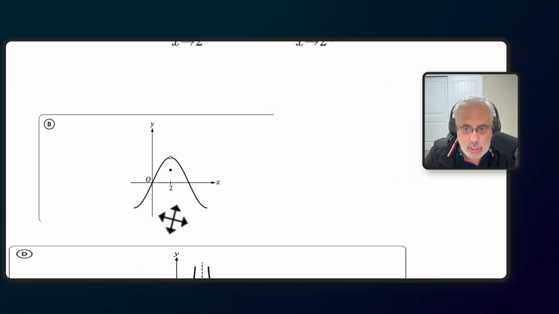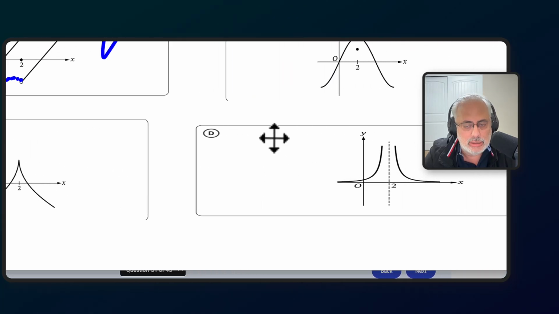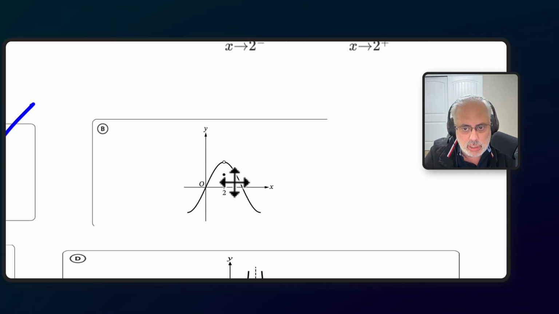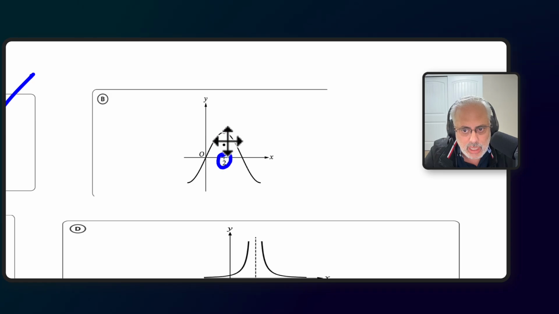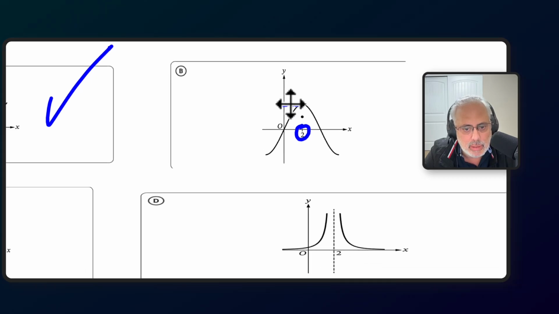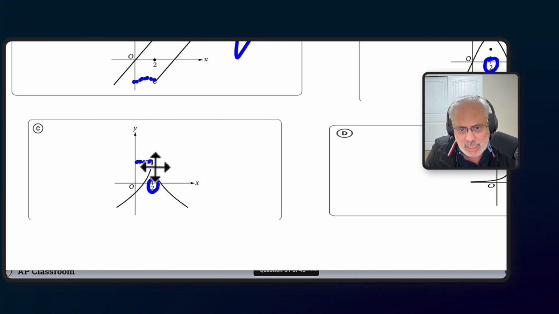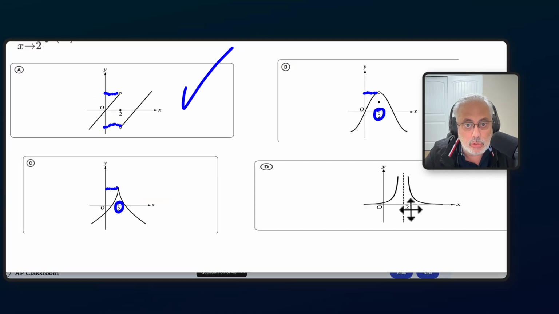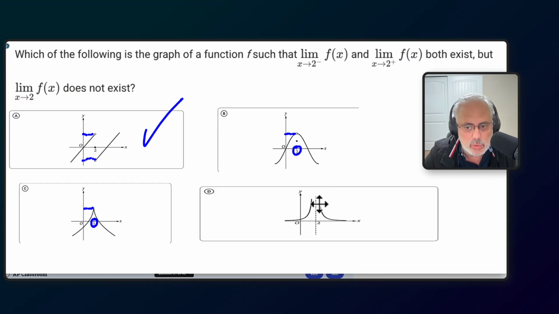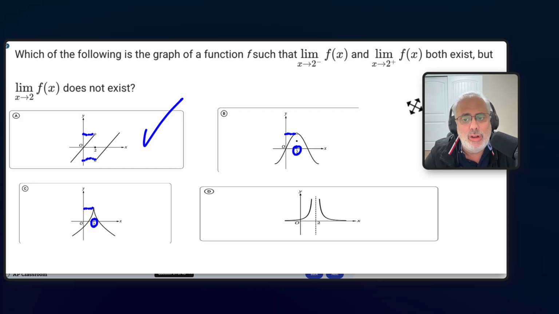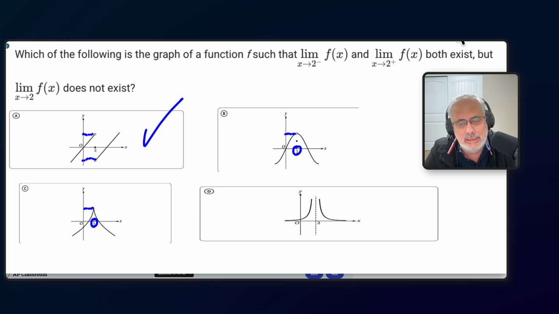I want you to check why B, C, and D are not the answers. When you approach 2, and I'm going to circle number 2 here, notice that from the right and from the left, the function approaches the same value. In choice C, the same. When we approach 2 from the right and from the left, the function approaches the same value. And right here, at 2 there is a vertical asymptote, the function goes to infinity from the right and from the left. So the only one that does not meet the criteria of the definition of limit is A.